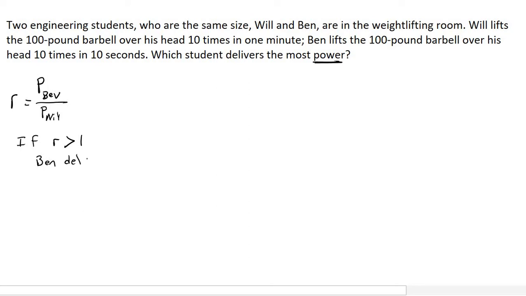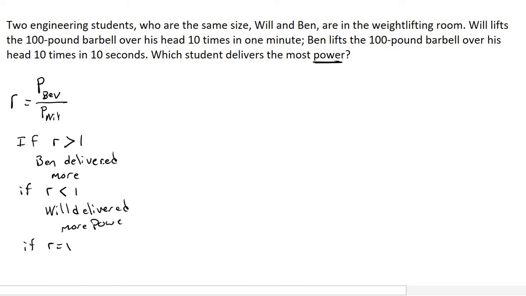If R is less than 1, Will delivered more power. And if they're equal, if R is equal to 1, that means that the power of Ben is equal to the power of Will. We would say that both delivered the same. So how does that look?